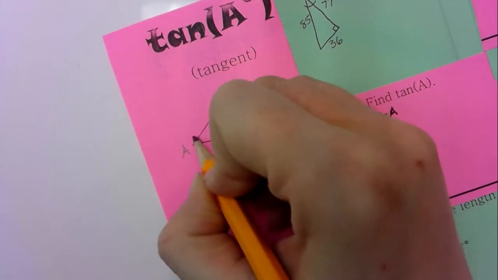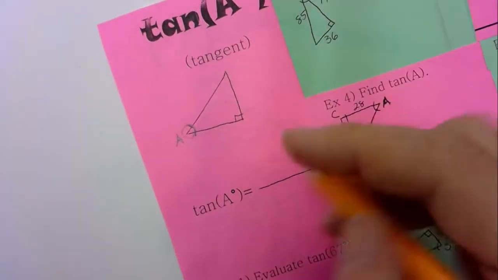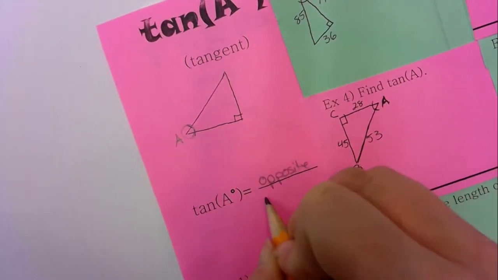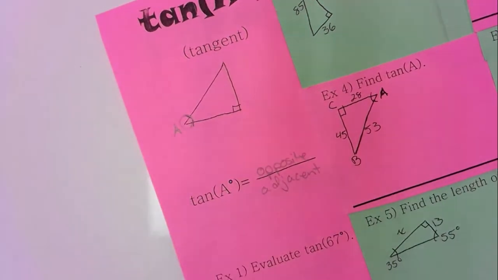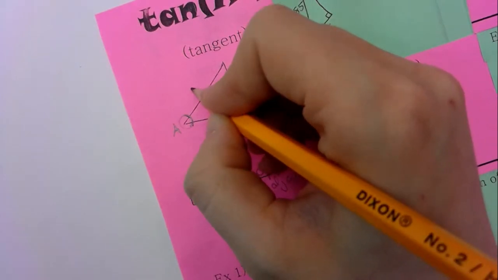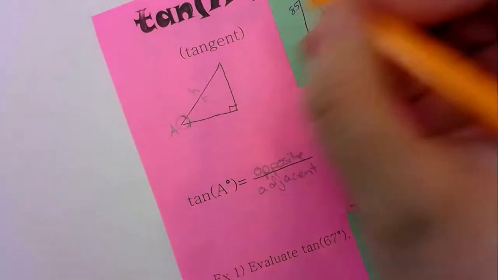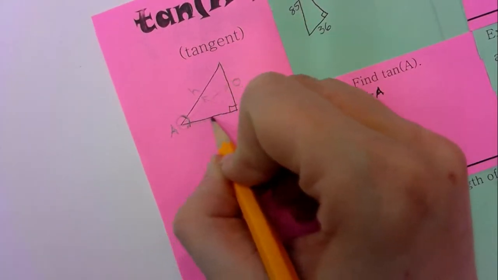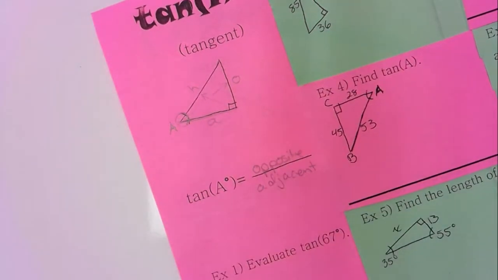Tangent of angle A. So here's our angle A. Tangent gives us the ratio between the opposite side and the adjacent side. So if you're looking at your angle, this is clearly the hypotenuse because it's across from the right angle and it's the longest. Opposite side is going to be here, and adjacent side is one of the sides that makes the angle, so right here.